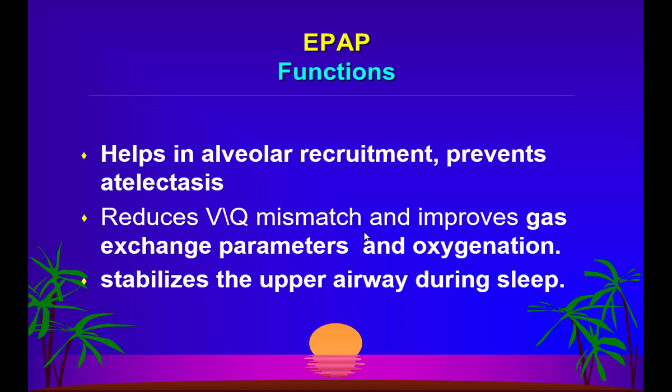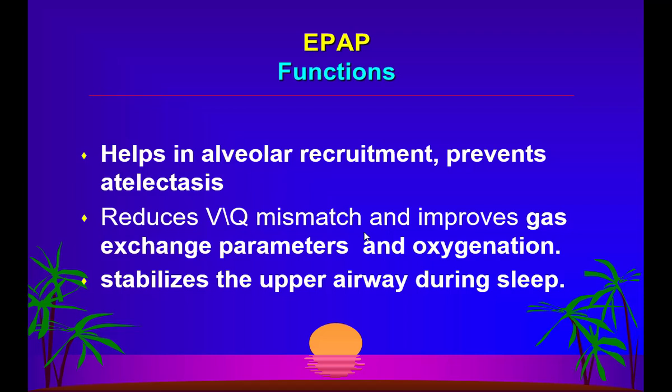Now coming to the functions of EPAP. EPAP functions like PEEP. So what it does is help in alveolar recruitment. It opens up the terminal airways and prevents atelectasis. It may improve the VQ mismatch. Okay, so that is the function of EPAP. And it also stabilizes the upper airway during sleep. So EPAP has many functions. It reduces your auto PEEP, it improves your atelectasis, and it also opens up your upper airway.